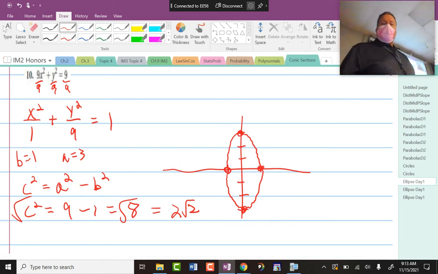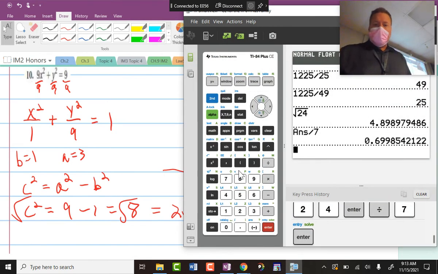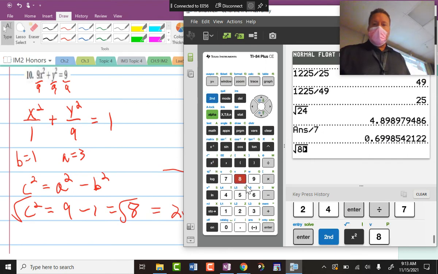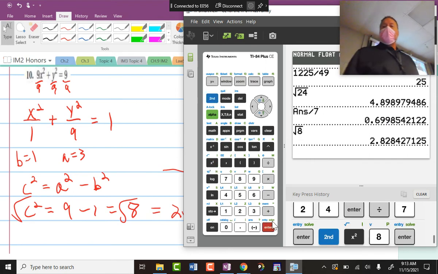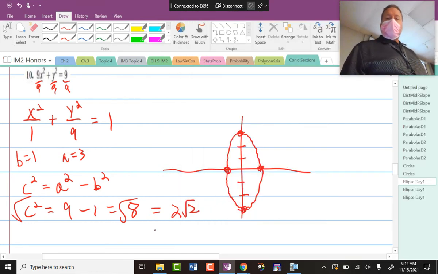All right, and then, I don't get what that is, but you know what? The square root of 9 is 3. The square root of 8 is very close to that. So I'm actually going to go to my calculator. That's a previous answer, so let's go ahead and do square root of 8, just for purposes of this. Okay, 2.828. So here's the foci.